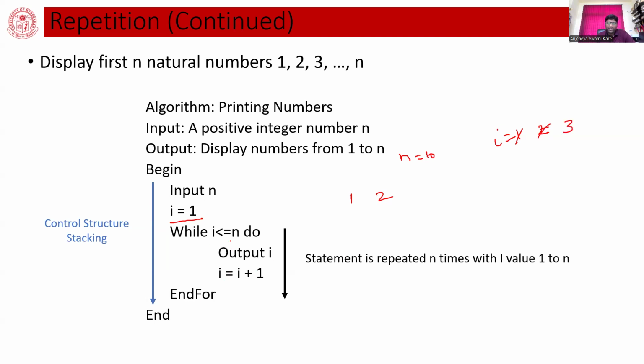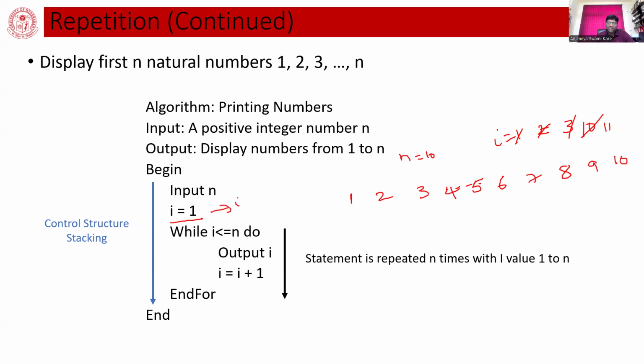Is 3 less than or equal to 10? Yes. So 3 will be displayed like this. 4 will be displayed, 5, 6, 7, 8, 9 will be displayed. After 9, I becomes 10, and 10 will be displayed. Then when I equal to 10, I value becomes 11, I equal to I plus 1 means 11. Is 11 less than or equal to 10? No, false. So you will come out of the while loop. So this algorithm will display numbers from 1 to 10.